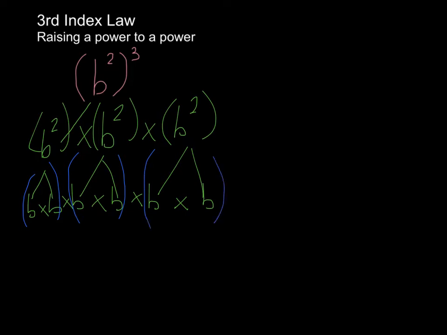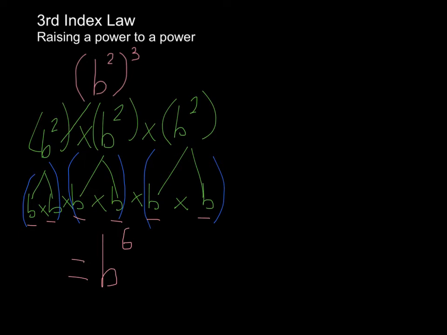Now we know with the first index law that when we are multiplying bases or indices together, that we add the index. So you can see in this case, it sort of relates to the first index law with some multiplication. You see that you have 1, 2, 3, 4, 5, 6. So b is being multiplied by itself 6 times. So therefore we can see that the answer is going to be b to the power of 6.